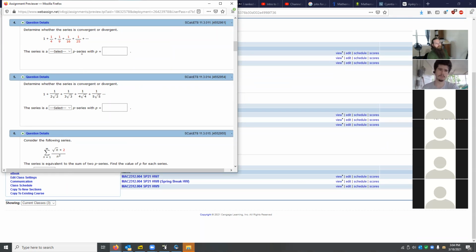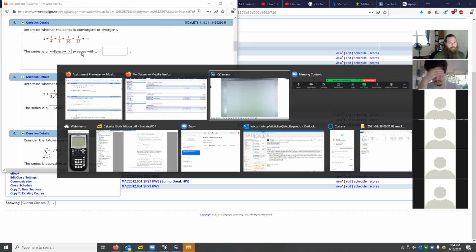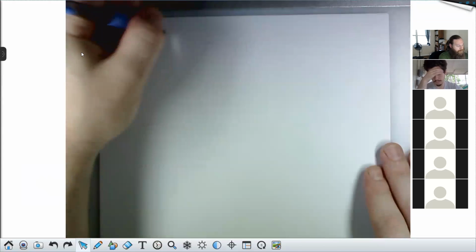Yeah, who can help us with this? The trick is to first write this in sigma notation. I know that, but I just couldn't find the proper sigma notation, the proper ratio. So don't confuse geometric series with p-series. They are different animals. There is no common ratio here.